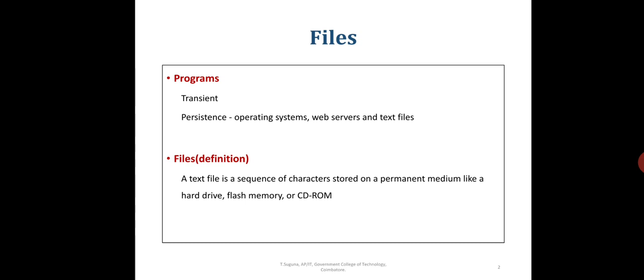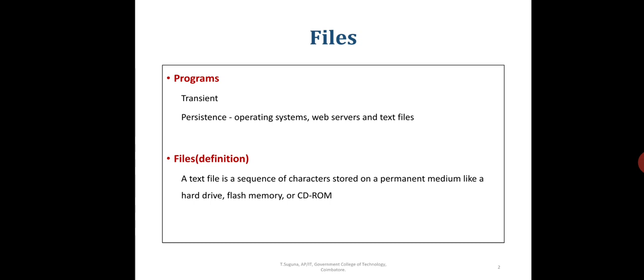Other programs are persistent. They run for a long time. They keep at least some of their data in permanent storage, for example, a hard drive, and if they shut down and restart, they pick up where they left off. Examples of persistent programs are operating systems, which run pretty much whenever a computer is on, and web servers, which run all the time waiting for a request to come in on the network.